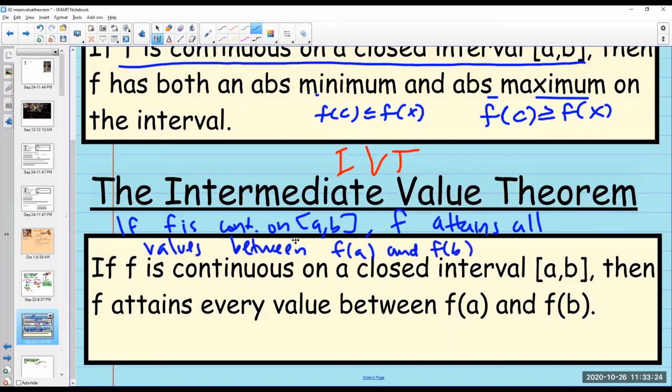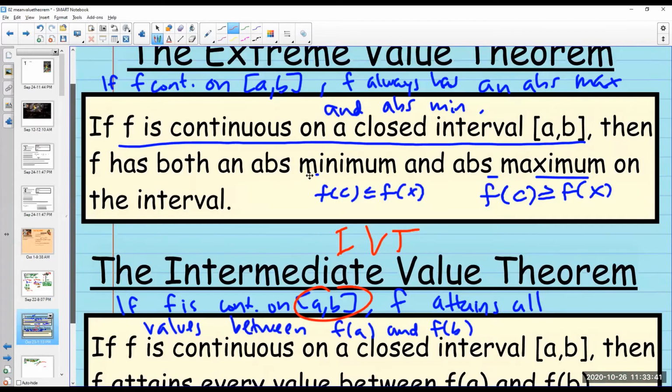Make sure you understand this is everything about y values. The only x values we talk about here are the interval values, but everything else is a y value. Every y value hits every number between this y value and this y value. And even with EVT, we're really just talking about y values. The minimum is a y value, the maximum is a y value. The only time we talk about x values is the interval. All right, so today we're going to talk about MVT.